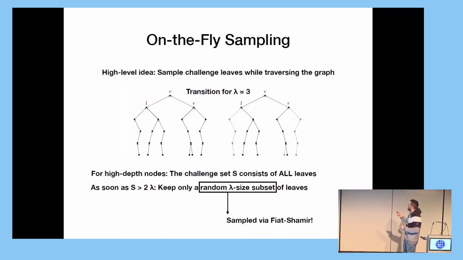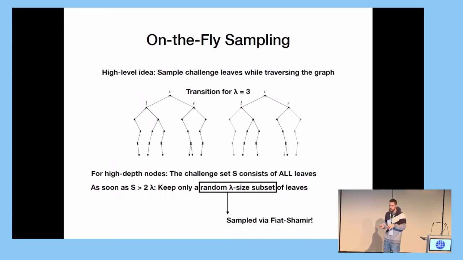And once we get to node V, then the idea is to apply Fiat-Shamir to the node V, and this will index a subset of size 3 of all these paths. So what we do is simply we drop the paths which do not belong to this subset. And of course, for reasonable values of lambda, for high depth nodes, so at the very beginning of the computation, we'll just keep all the leaves, right? And the more we get higher up the tree, the more we start pruning and forgetting about paths that we do not need.